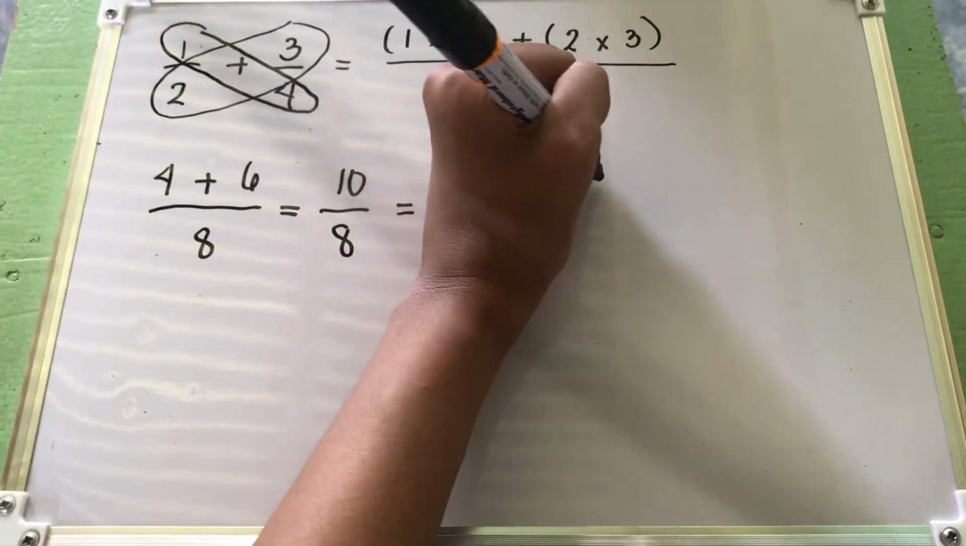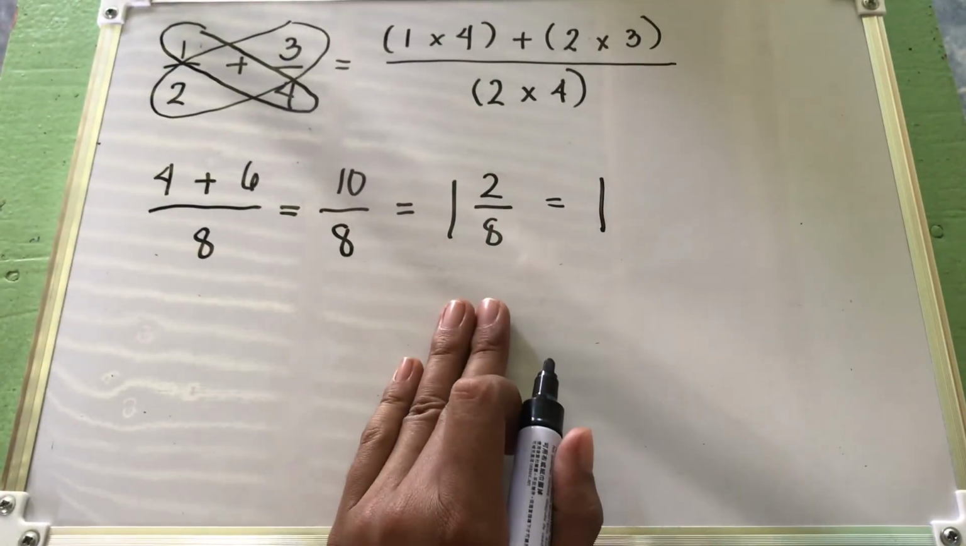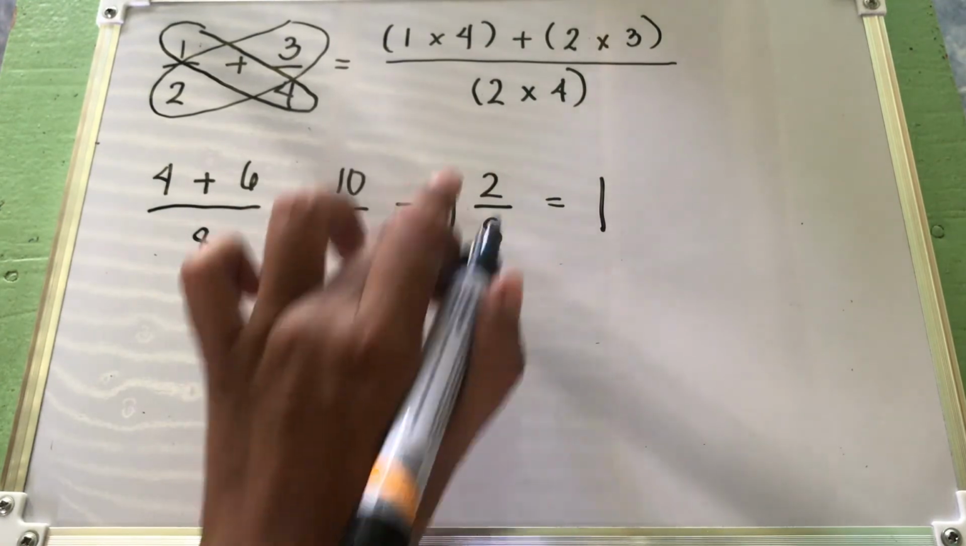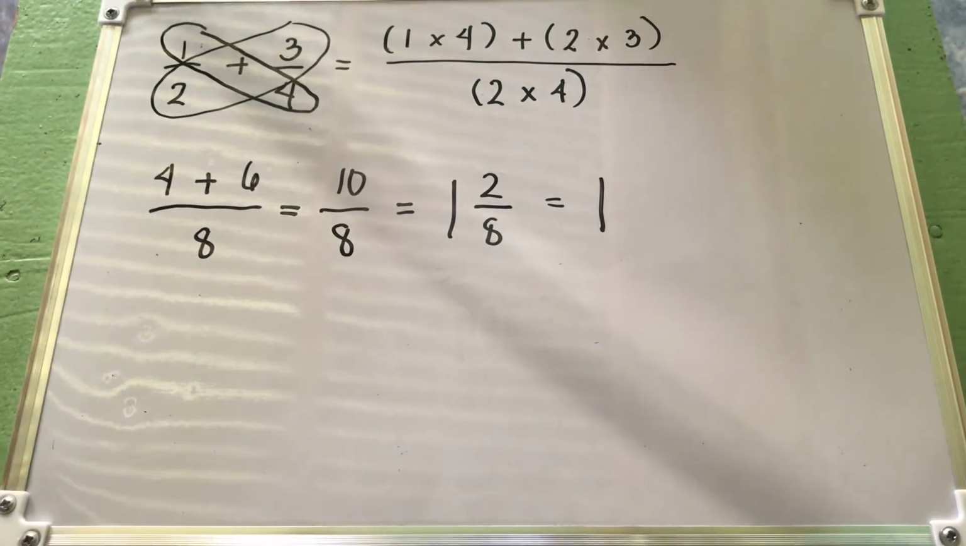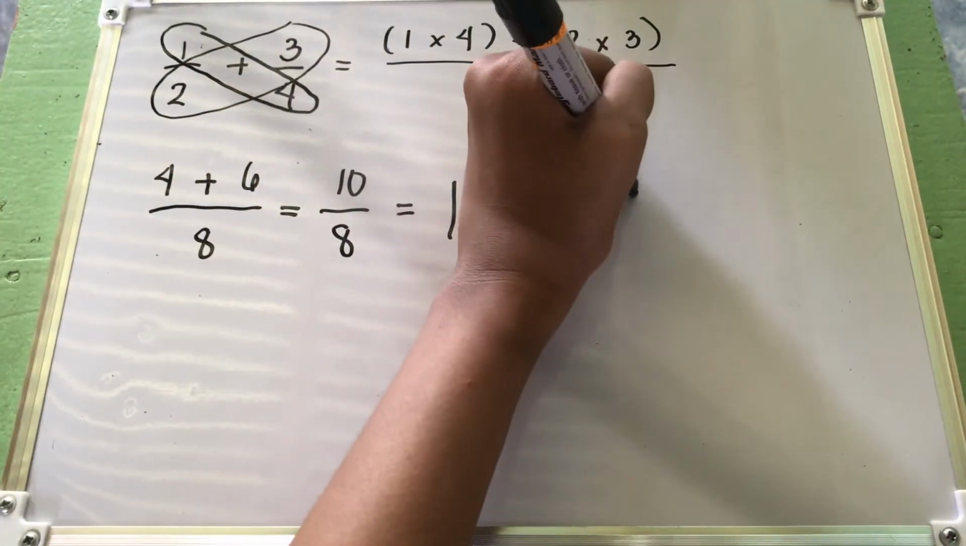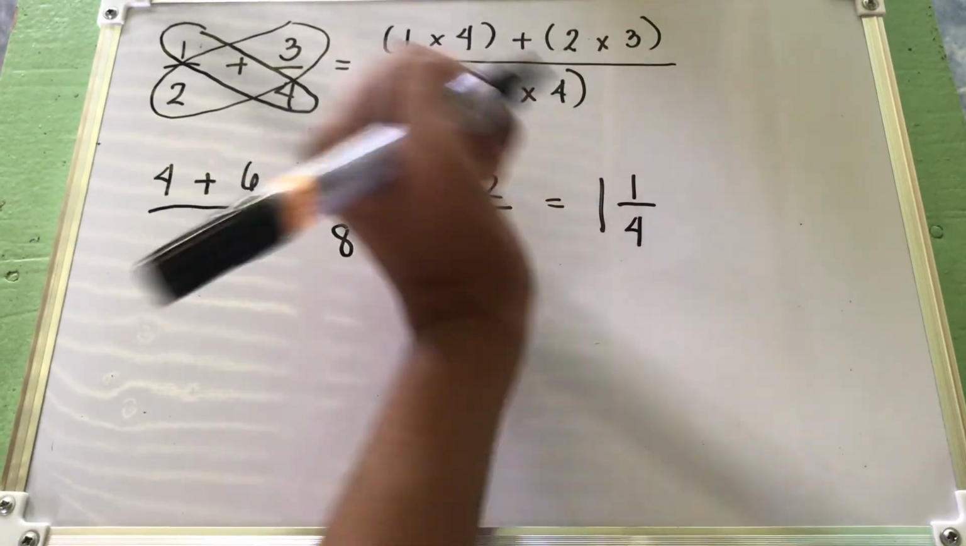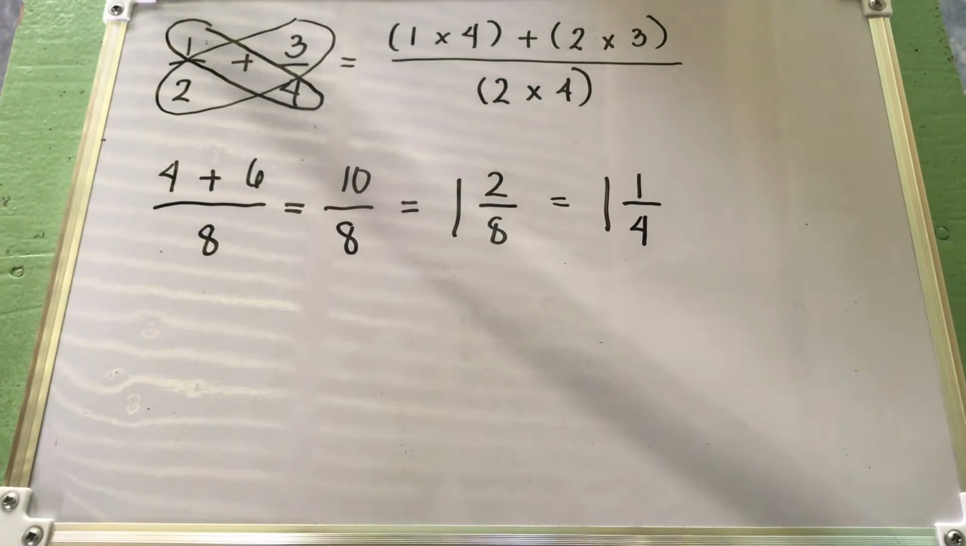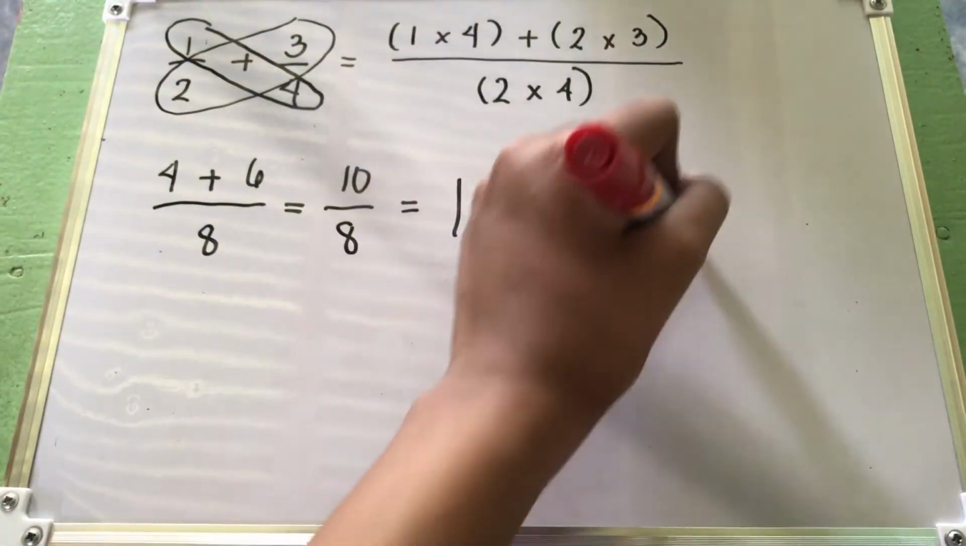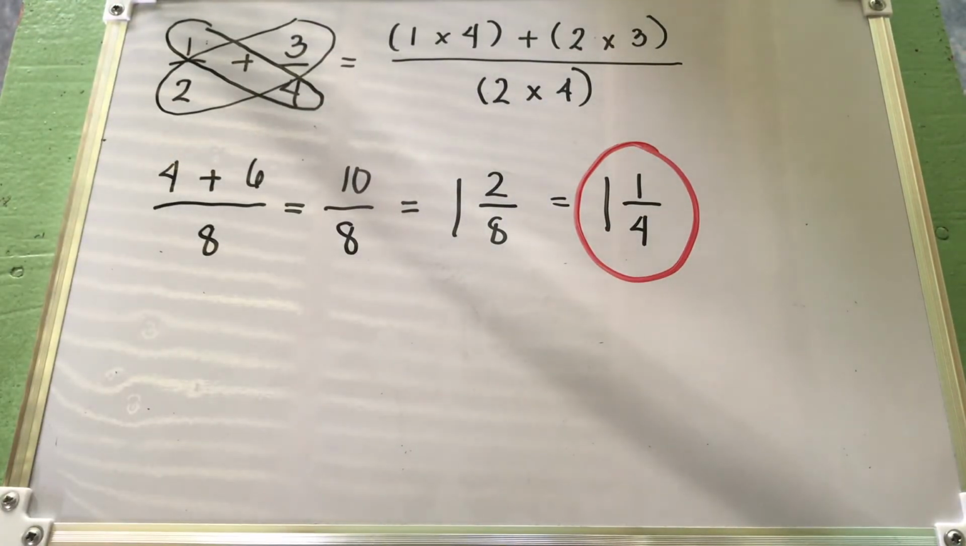So, copy the whole number. And then, 2 and 8 can both be divided by 2. So, 2 divided by 2 equals 1. And 8 divided by 2 equals 4. So, the final answer should be 1 and 1/4. So, it's the same as the first solution that we had.